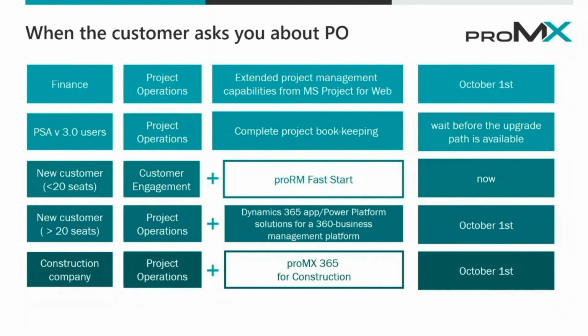And for some areas like construction, or in general maybe for all, we have two main solutions, which Marina will point out later. One is the combined proMX 365 for construction, and the baseline solution, which fits all verticals and enhances the system with a lot of features and functions. And our lessons learned come out of many projects over the last couple of years.